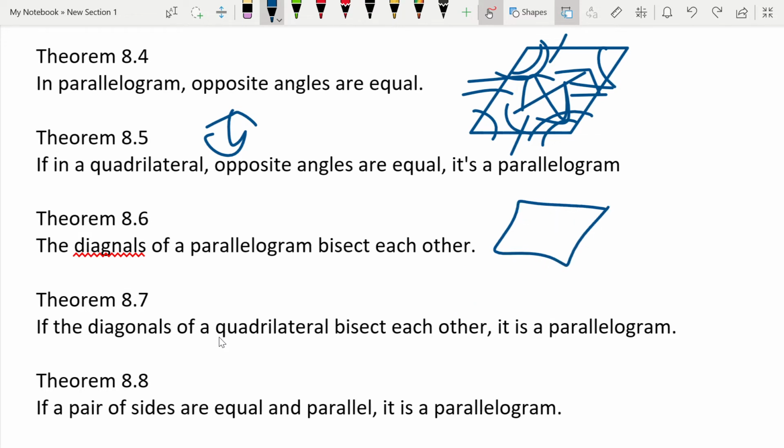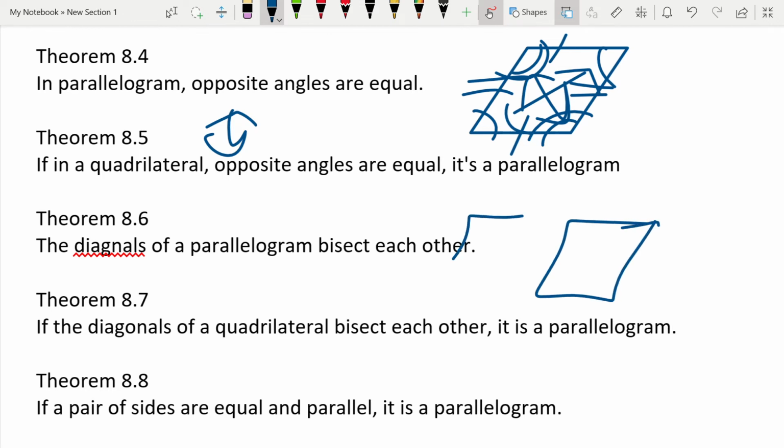Now let's move on to Theorem 8.6. The diagonals of a parallelogram bisect each other, meaning if you have a parallelogram like that, the diagonals will bisect each other. Now what does bisect mean? If you have got these two lines, this line is bisecting this line, and so is this line bisecting this line.